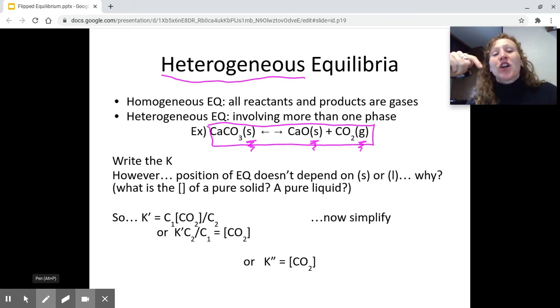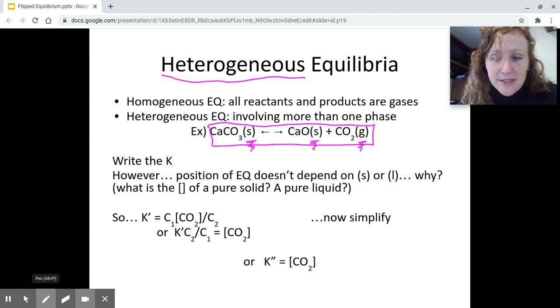So if you actually go back in our slides, you can double check this. All of the ones we've been dealing with so far, they're either all aqueous or they're all gaseous. Well, here we have one in front of us where some of them are solid, some of them are gas. So how do we deal with this?